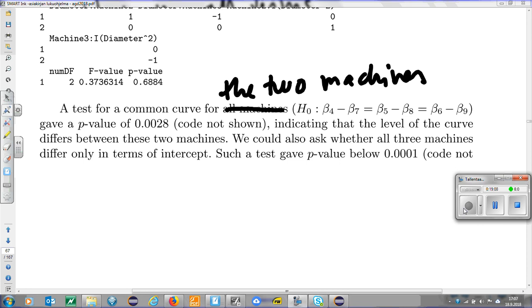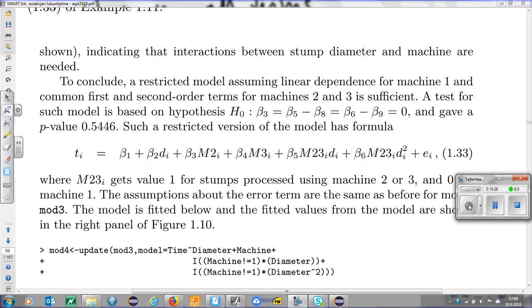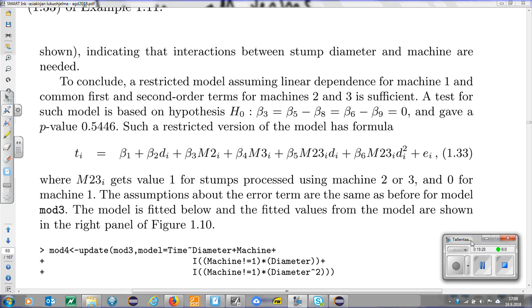And we could also make a test whether all three machines differ only in terms of intercept, but such a test gave a p-value below 0.0001. The code is not shown, so it means that we really need the interactions between stump diameter and machine. And to conclude, the final restricted model, which assumes linear dependence for machine 1 and common first and second order terms for machines 2 and 3, is sufficient.